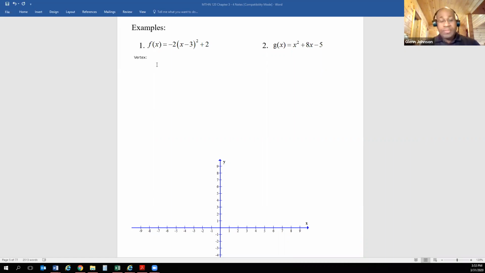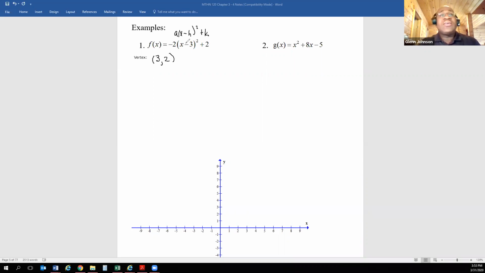All right, so the vertex of the parabola, now as I mentioned before, it's going to be located right there in the equation itself. Remember the standard form, it's a times x minus h squared plus k. So here h is going to be equal to 3. So the x coordinate of the vertex is going to be 3. The y coordinate of the vertex is going to be 2, the k value. Okay, so it's right there.